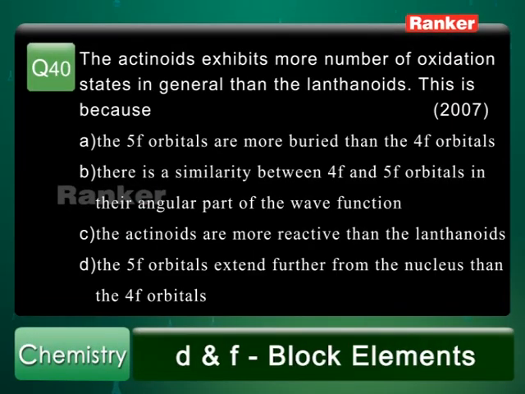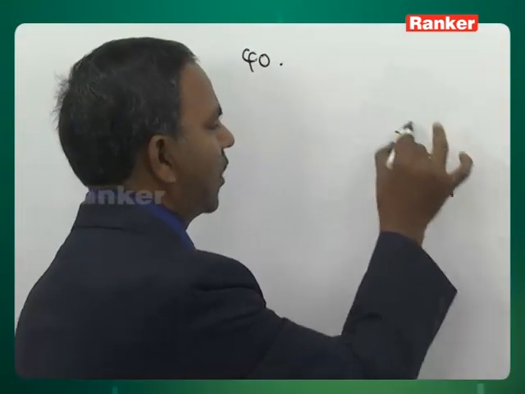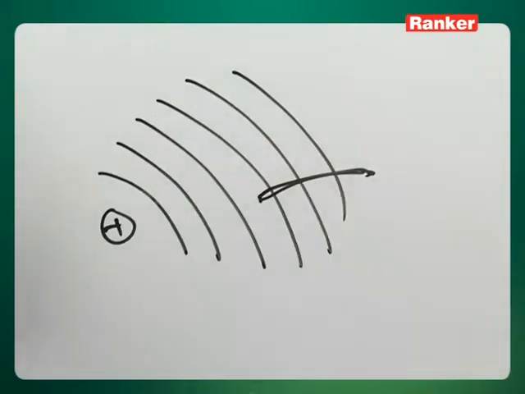The actinides exhibit more oxidation states in general than the lanthanides. In comparison to lanthanides, actinides exhibit variable oxidation states. Option A is given as the 5f orbitals are more buried than the 4f orbitals, that is, deeply seated. The second, there is similarity between 4f and 5f orbitals in the angular part of the wave function, is also not correct. The third, actinides are more reactive than lanthanides. Option D: 5f orbitals extend further from the nucleus than the 4f orbitals. So option D, the 5f orbitals are extending more from the nucleus in comparison to 4f orbitals.